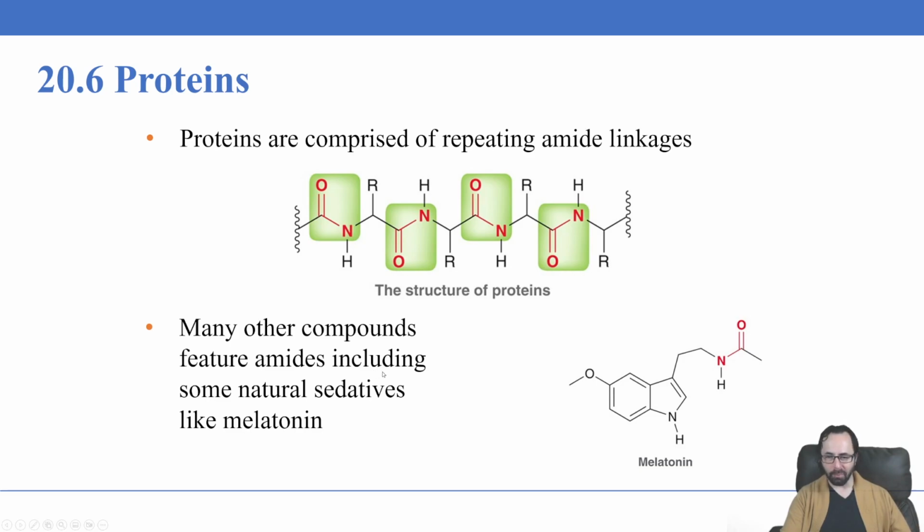There's lots of other compounds in nature that have amides in them. For example, melatonin, a sleep hormone here, that is produced when your body is getting ready to go to sleep. It also has an amide. Recall again, an amide is a carboxyl group, C double bond O, with the carbon also attached to a nitrogen atom.